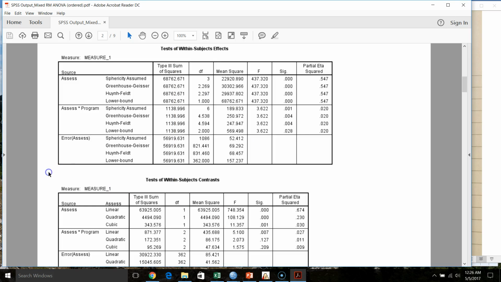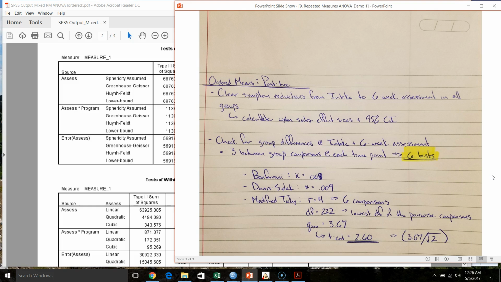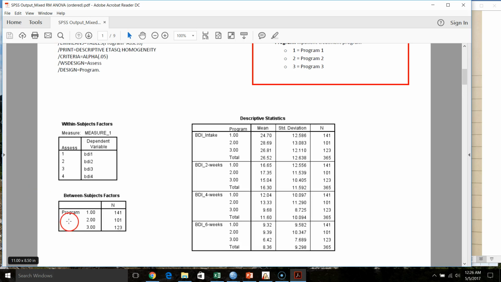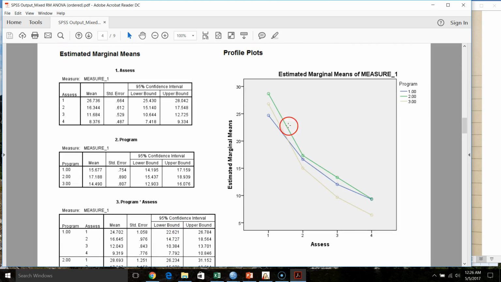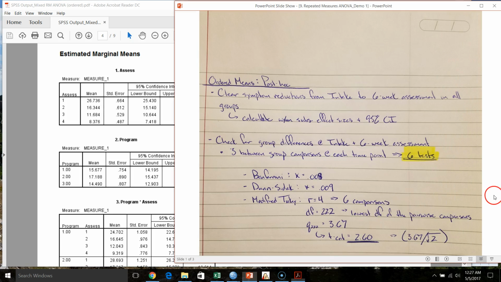Now, in terms of degrees of freedom for our Tukey, a couple of options. Traditionally, with Tukey, we would pull our degrees of freedom error from the overall omnibus table here. But again, I'm hesitant to do that given some of the things that we had talked about. If I'm wanting to be fairly conservative, what I might do in this case is set my degrees of freedom to 222. That's going to correspond to the lowest number of degrees of freedom, from my smallest contrast, comparing sample 2 and sample 3. 101 plus 123 is 224. Subtract 2, that's going to give us 222 degrees of freedom. And so maybe what I want to do is compare all of my contrasts, at least between means at intake and at 6 weeks, using our most conservative degrees of freedom.